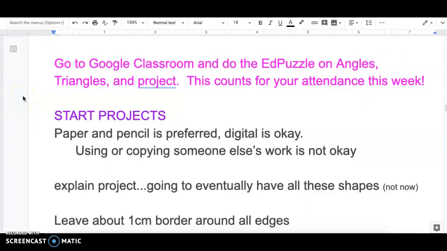So after you finish this Edpuzzle, you're going to actually start your geometry project. And these are the projects you've seen on my walls of my classroom the whole time. And now you get to make one. So let's talk about how to do that.